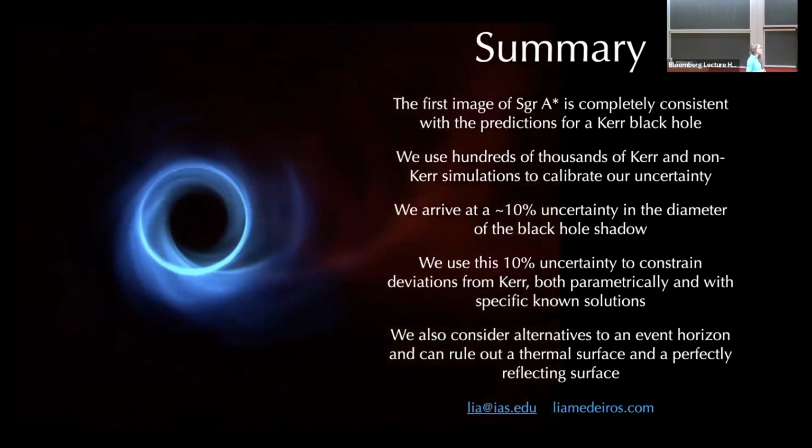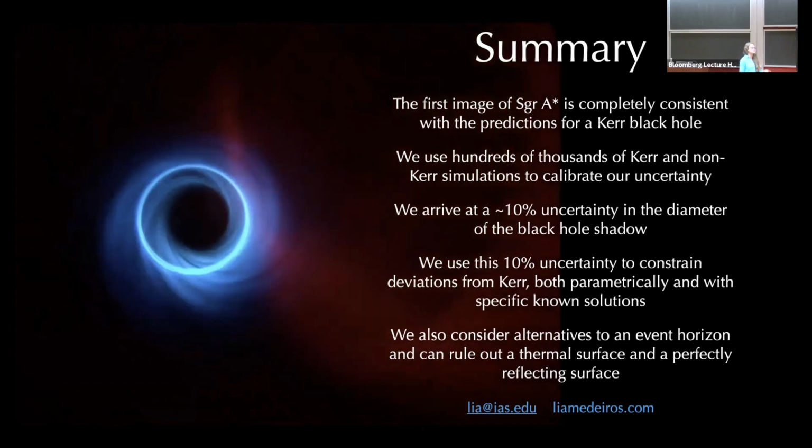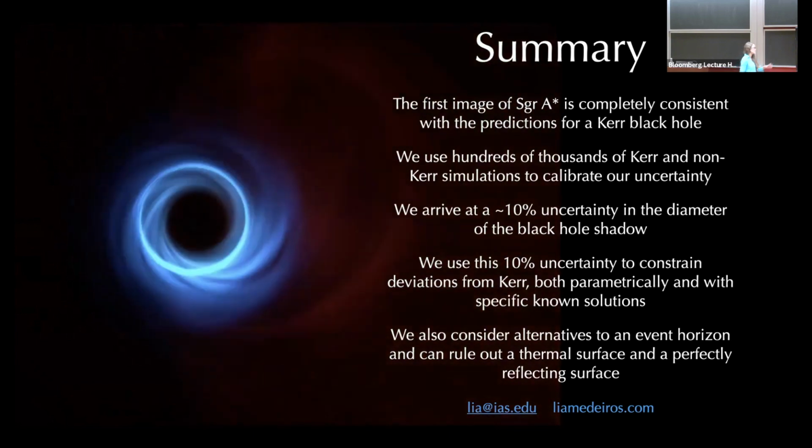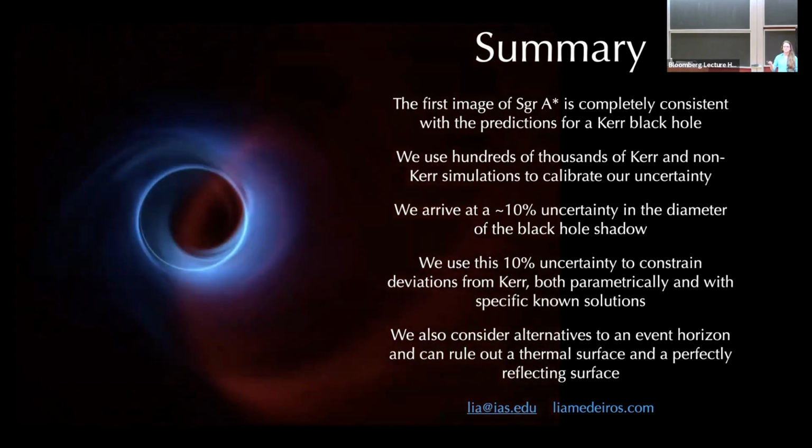And we use this 10% uncertainty to constrain deviations from Kerr, both parametrically and with specific known solutions, specific other metrics. And we also constrain alternatives to an event horizon. And I'll take questions. Thank you.